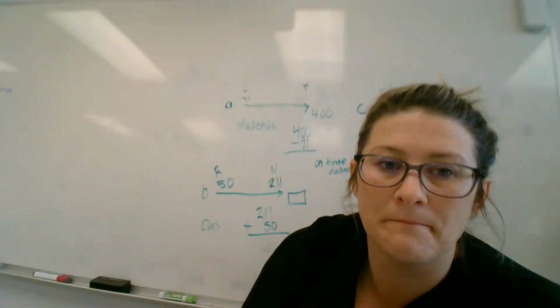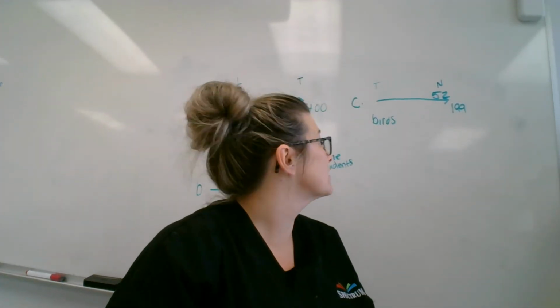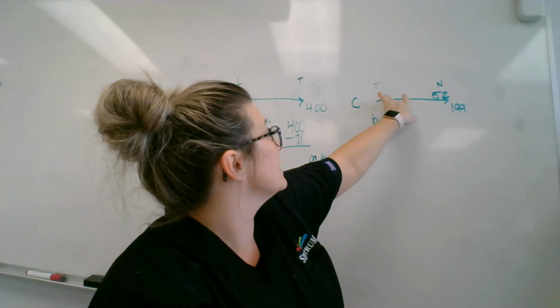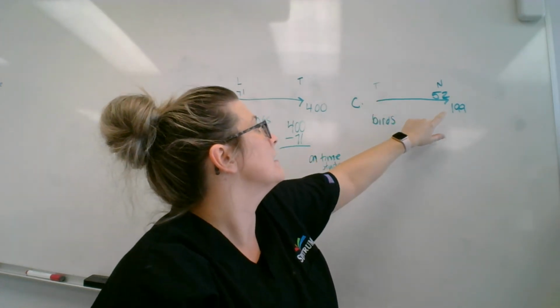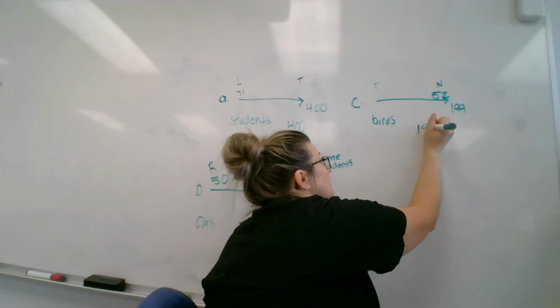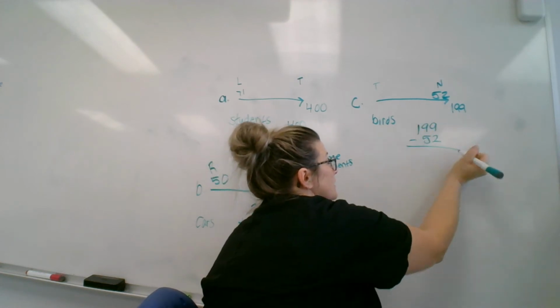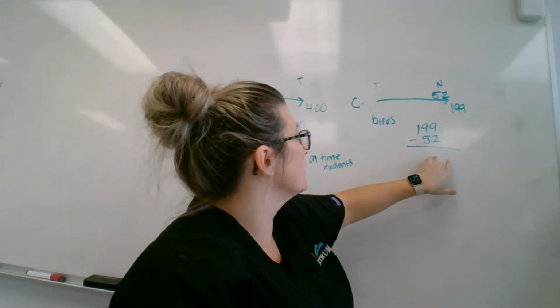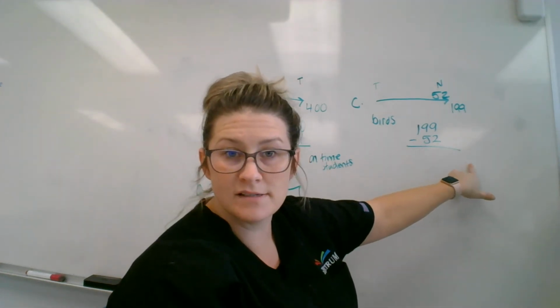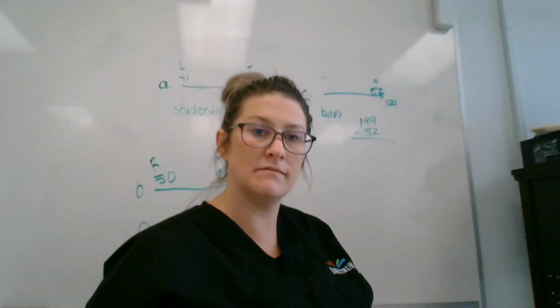let me move you over here. To find out how many birds were in trees, I'm actually going to have to work backwards and subtract. So 199 minus 52. Okay, and then your label is going to be birds in trees. Okay, problem D.